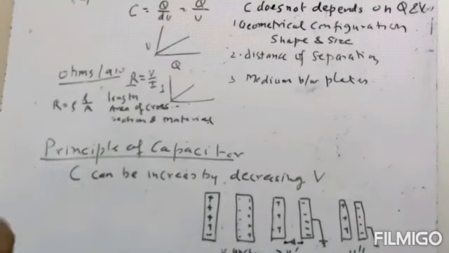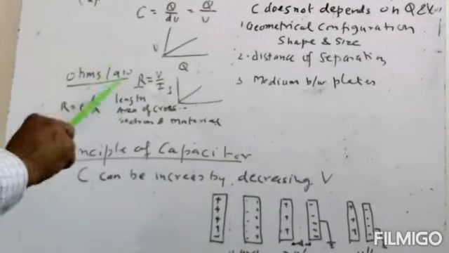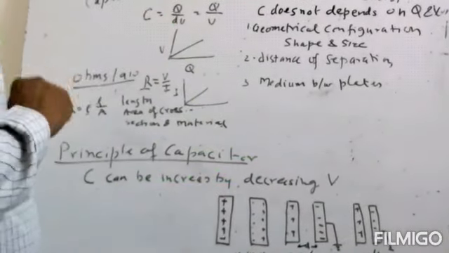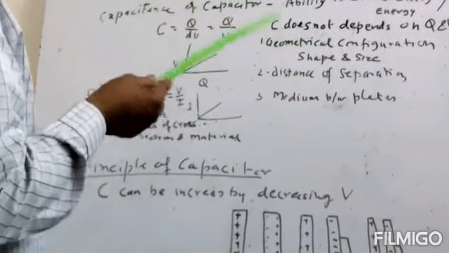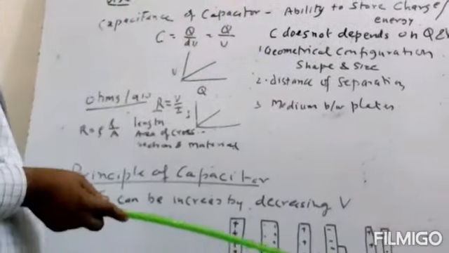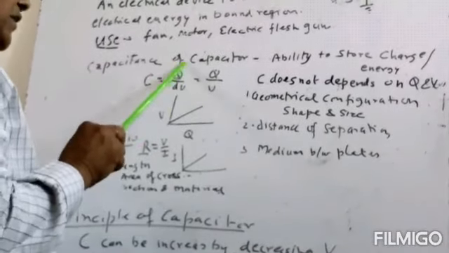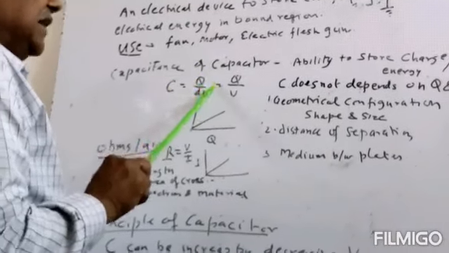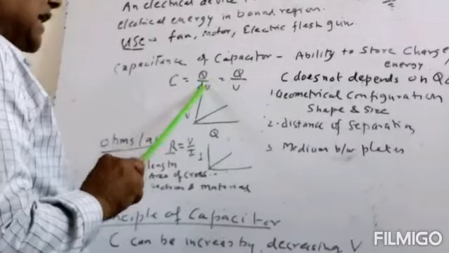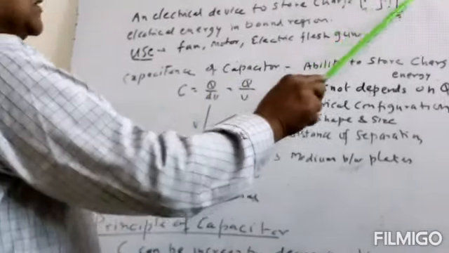So now we want to explain how the capacitor works and what the principle of a capacitor is. The principle of the capacitor depends upon the fact that C is equal to Q by dV. If we keep Q constant and decrease dV by any method, then its capacitance will increase. So this is the principle of the capacitor.